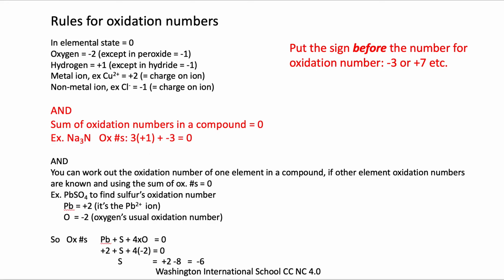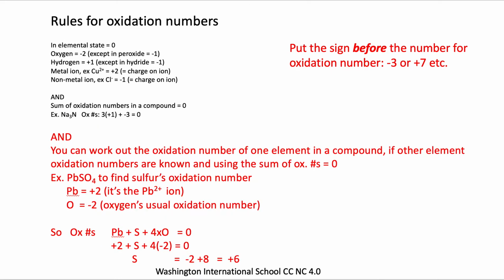And then once we've got those numbers, we can learn more, because the sum of the oxidation numbers in a compound equals 0. But it has to be for every atom in that compound. So you've got 3 sodium ions. Sodium nitride is ionic, with each sodium ion +1. The nitride ion is -3. When you sum that, you get 0 for the whole compound.